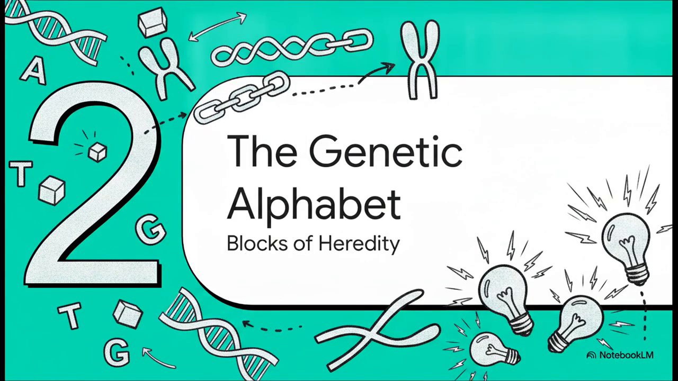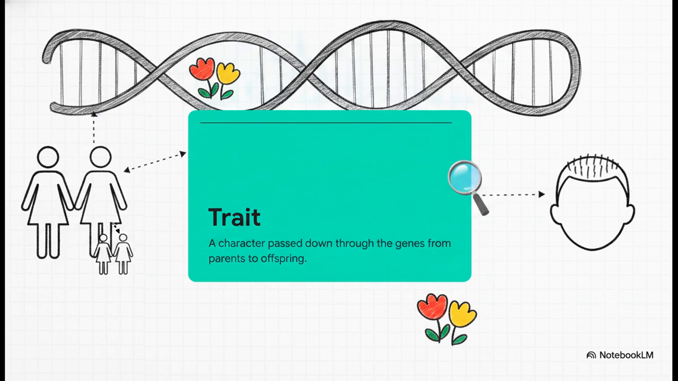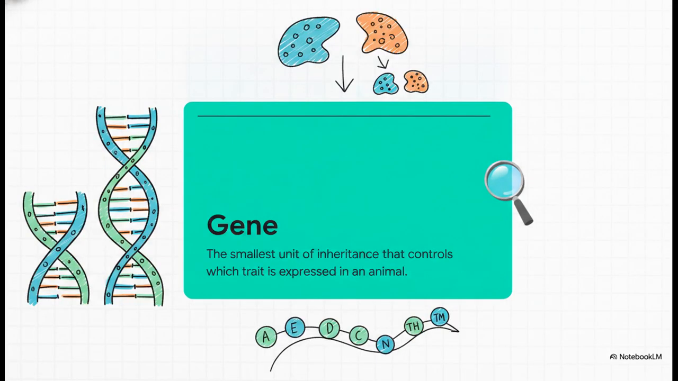Moving right along to Section 2, the genetic alphabet, building blocks of heredity. We're going to run through this pretty quick to get the vocabulary down, starting with the trait. A trait is quite simply a characteristic, something like the color of a flower, or an inherited hair pattern that gets passed directly down through the genes from parents to offspring. Now, driving those traits is the gene. As the smallest unit of inheritance, the gene is what controls exactly which trait is expressed.